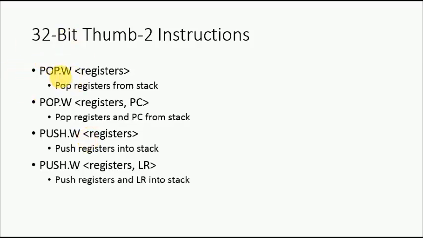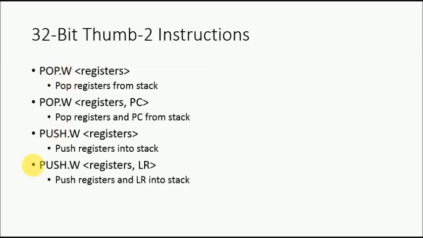So POP.W registers, PC. Here we pop the registers and PC from the stack. The push instruction is used to store data on the top of the stack. So PUSH registers, or PUSH registers, LR. These instructions are used in case of stack memory manipulation, read or write. You have to use the push and pop instructions. Only in case of the 32-bit Thumb-2 instructions we have to add .W here.